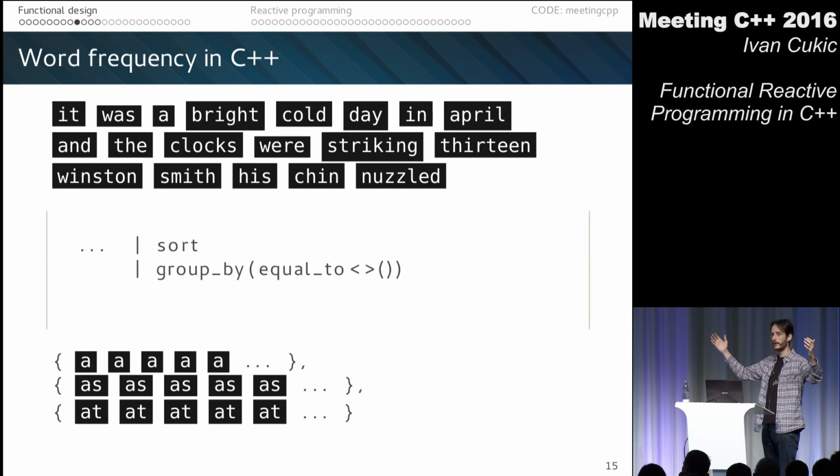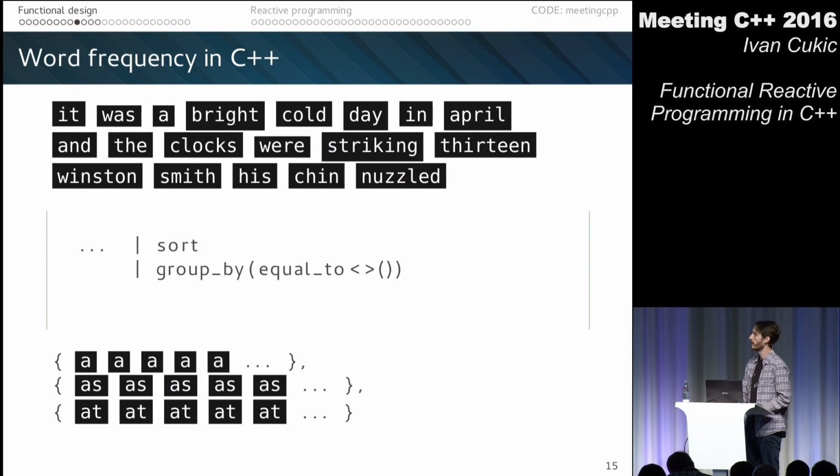Now we want to split that original range into a range of ranges, where each of the sub-ranges will just contain a lot of A's, a lot of other words, and so on. Now, instead of the starting text, we just have a list of grouped words.